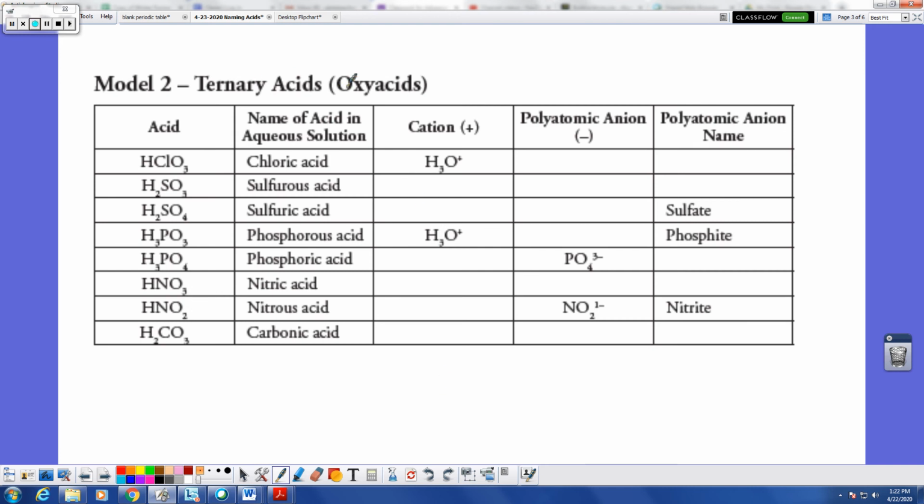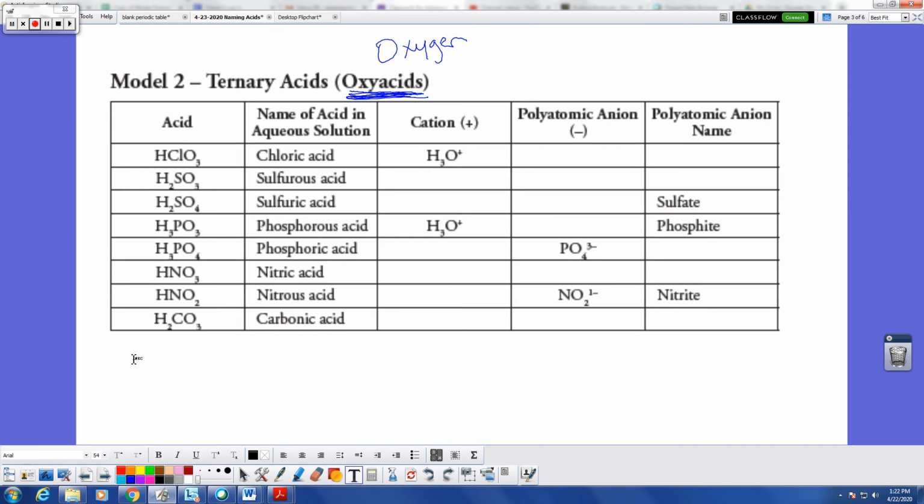Ternary acids. I don't use the word ternary, I use the word oxyacids because that is going to tell you what they have to contain. And oxy, what do you think they have to have? They have to have oxygen. Okay, so to get oxygen, they're going to have a polyatomic ion. Okay, now if we look, all contain oxygen. If you look at those names, we have root words again.